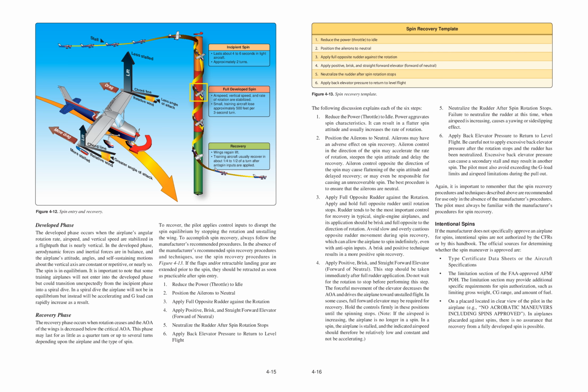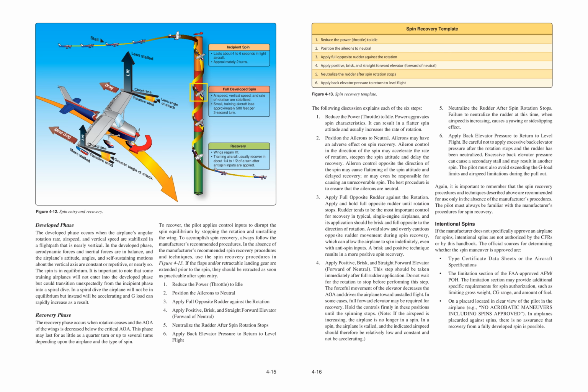It is important to note that some training airplanes will not enter into the developed phase but could transition unexpectedly from the incipient phase into a spiral dive. In a spiral dive, the airplane will not be in equilibrium but instead will be accelerating, and G-load can rapidly increase as a result. Recovery phase.